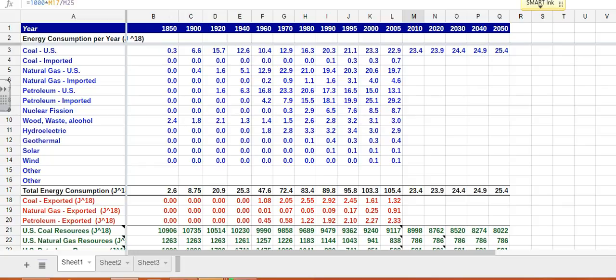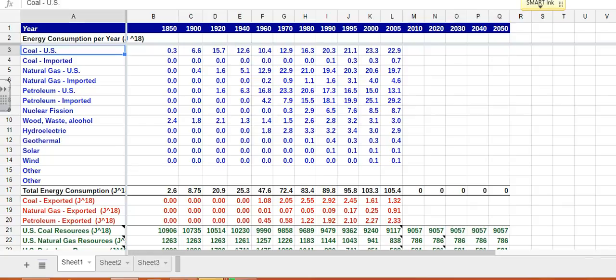In this Google Sheet, you'll notice that it ranges in time from 1850 all the way to 2050. You'll notice all the numbers are filled in up until 2005. From 2010 on, we're going to implement our own energy policy that's going to dictate what these numbers look like. For instance, these numbers shouldn't be there. I've been messing around earlier.